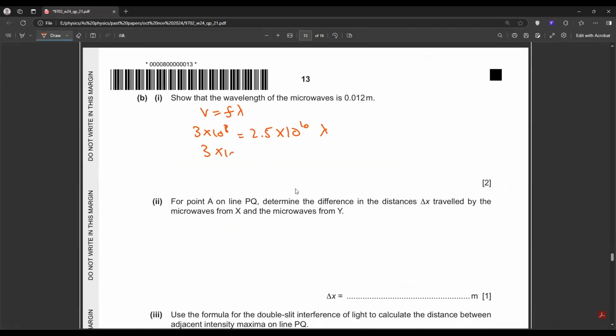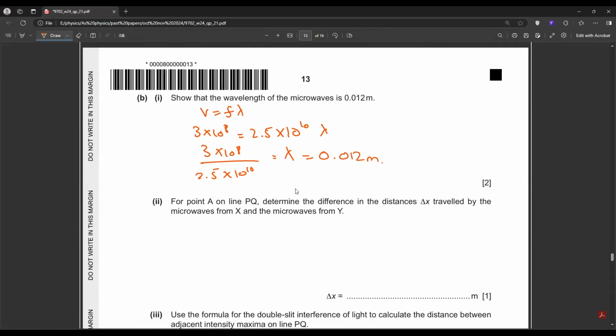3 into 10 raised to the power of 8 divided by 2.5 into 10 raised to the power of 10. What does your lambda come out to be? Let's see, 3 into 10 raised to the power of 8 divided by 2.5 into 10 raised to the power of 10. This gives you an answer of 0.012 meters. Simple.